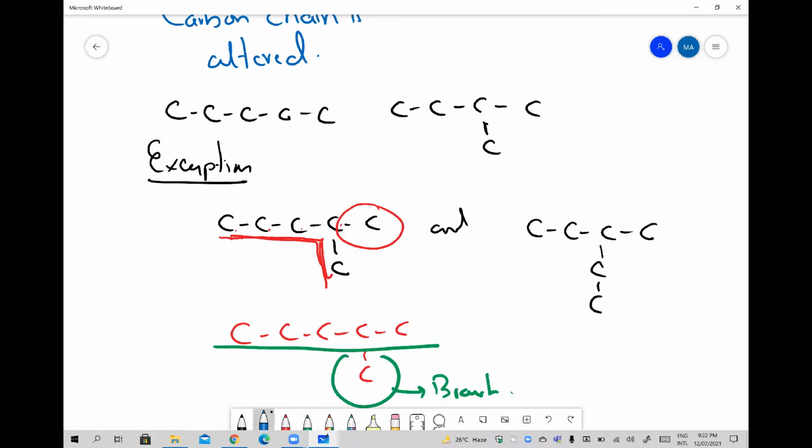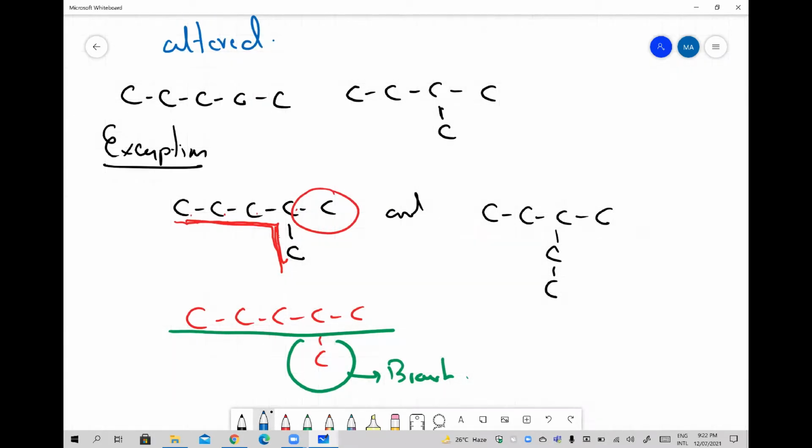But if you look at the second compound here, 1, 2, 3, 4, 5. Again, the main chain has 5 carbons, and there's one branch. So technically, if you look at these two compounds, they have different shapes. They are maybe flipped or rotated, but the connections are exactly the same. So this is why both of these are not isomers of each other.